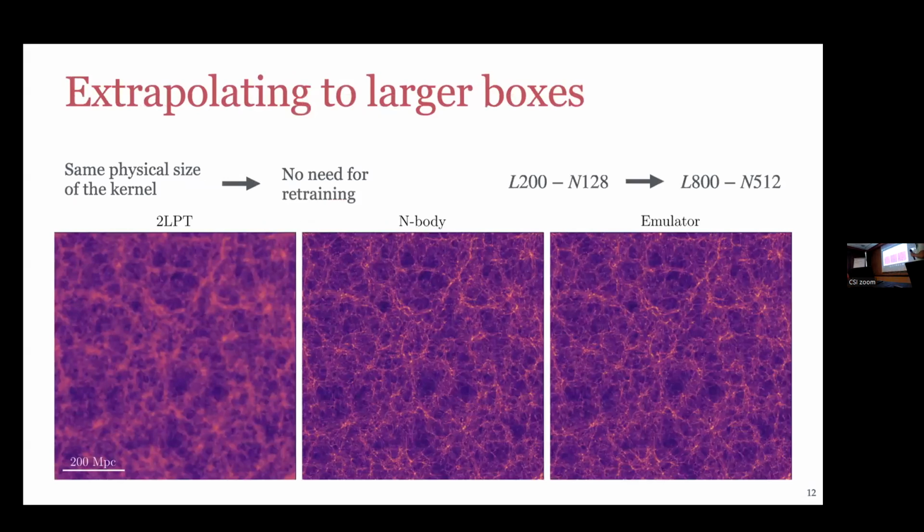Something really cool though is that even though we are restricted in the size of the boxes that we can train for, as long as the resolution remains the same, we can reapply what we already trained for larger boxes. For example, here we're going from these boxes, 200 megaparsec, to 800 megaparsec with the same resolution, and we are still able to apply the emulator with no problems.